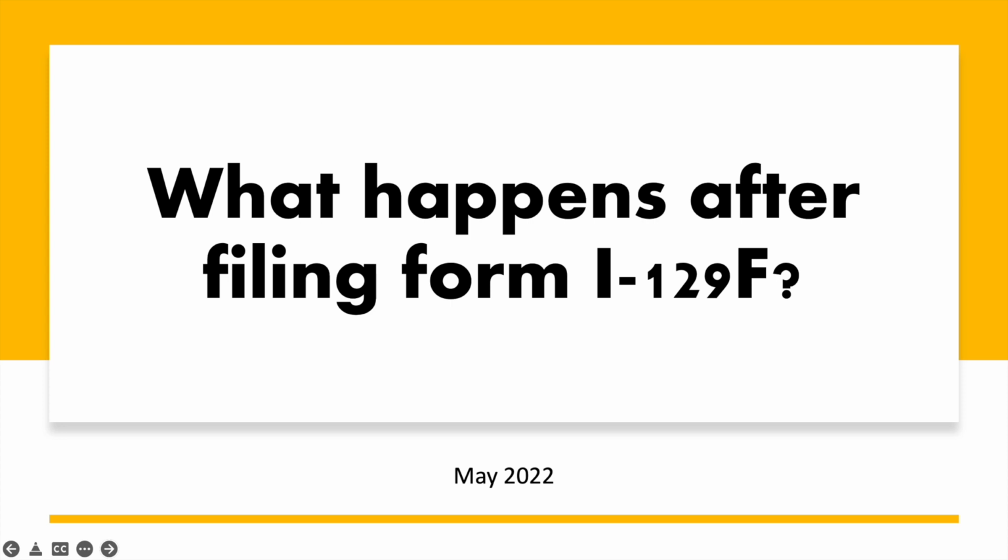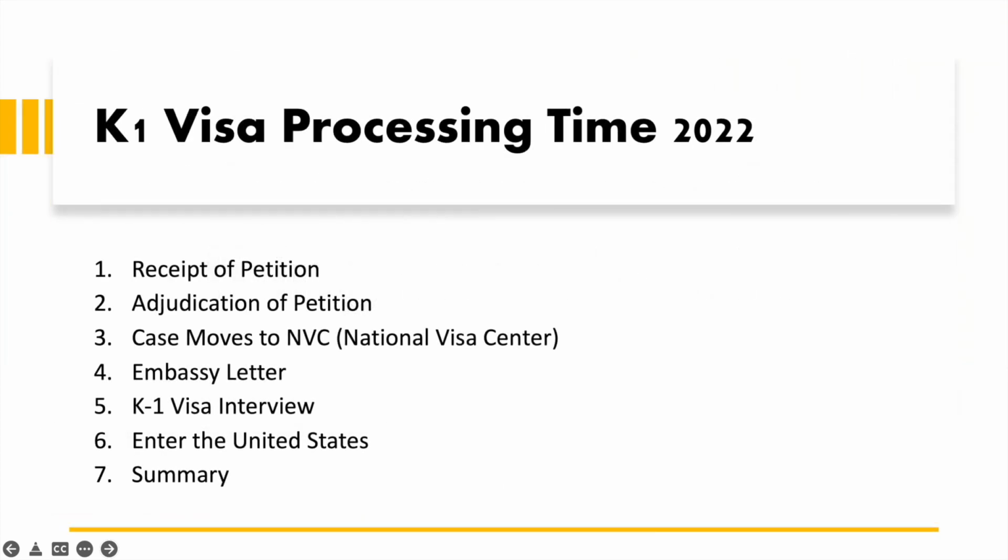The following outline describes the basic steps of the K-1 visa timeline for most people. First would be the receipt of petition. Second, adjudication of petition. Third is the case moving to NVC, or the National Visa Center. Number 4 is receiving the embassy letter. And number 5 is the K-1 visa interview itself. And lastly, the moment you enter the United States. At the end of this presentation, we are also going to have a brief summary.